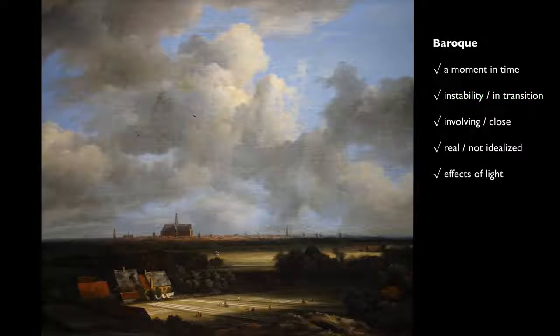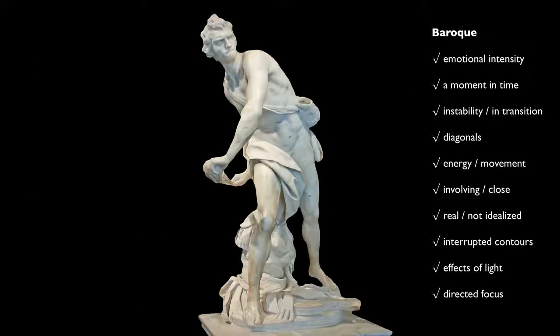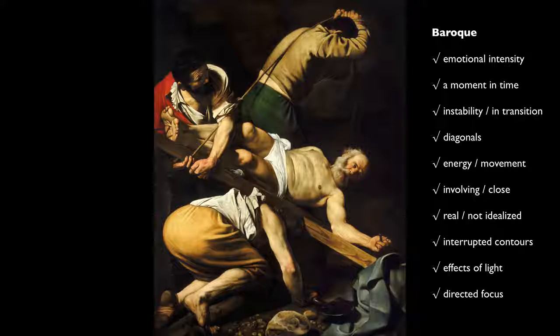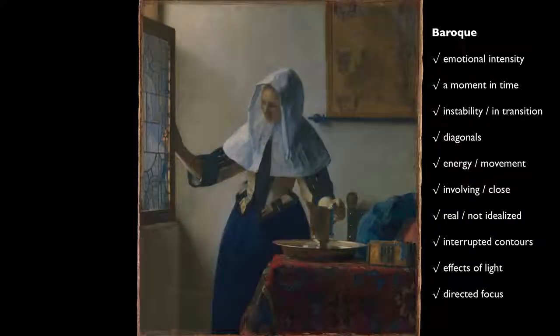So Baroque art is about time. It's about effects of light, whether that's dramatic or more subtle. It's about involving the viewer, of moving into our space, of breaking down the barrier between us and the work of art. It's about the use of the diagonal, of a sense of energy and drama, sometimes subtle drama, but still drama. And for me, it's always about a sense of direct relationship with the subject.